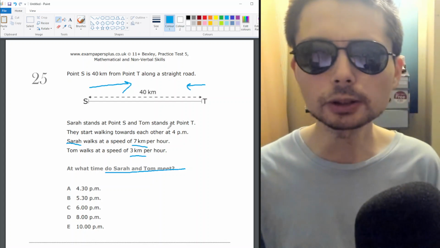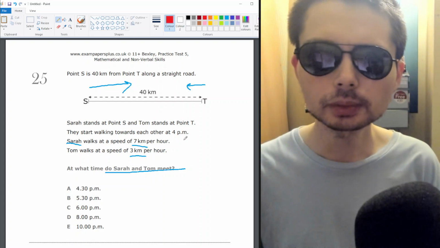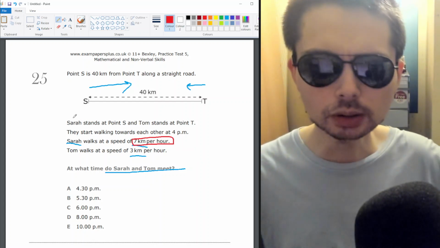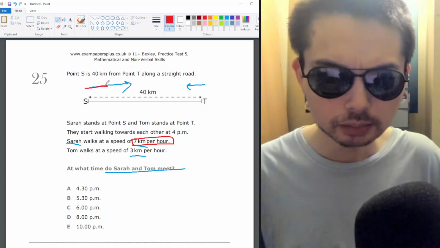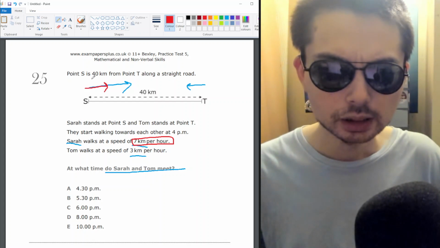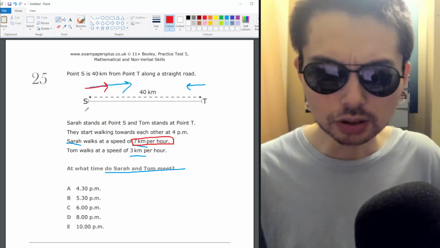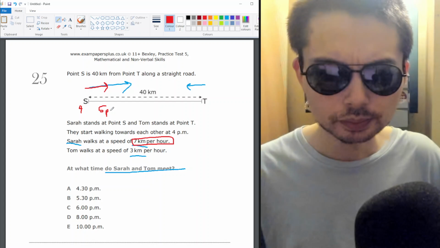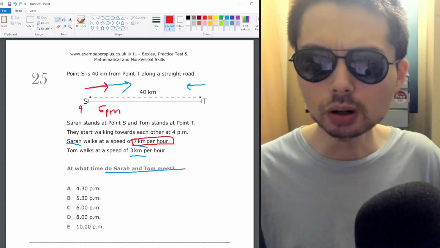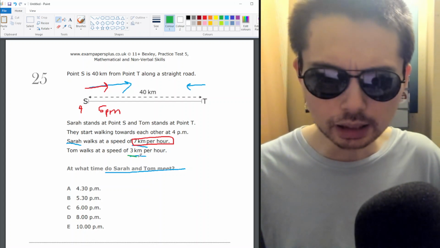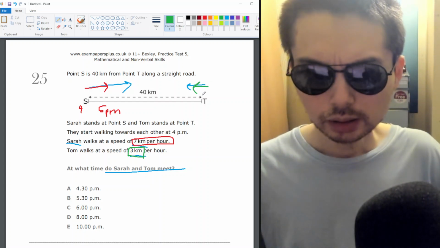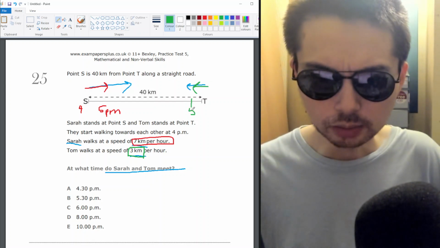Let's just draw each bit. Okay, look. Let's go red for Sarah. 7 kilometers per hour. So really, in 1 hour, 7. She'll be here, but we start at 4 p.m. So now it'll be 5 p.m. We're going to do the same with Tom. Let's put that in green. 3 kilometers. I know it's a bit slower. So 5 p.m. will be here.